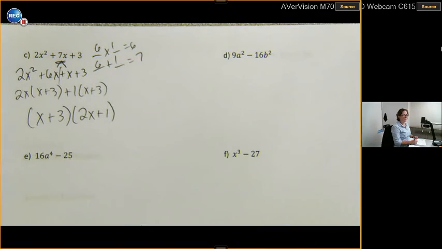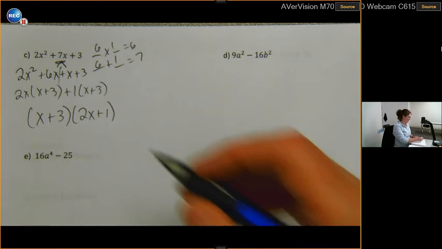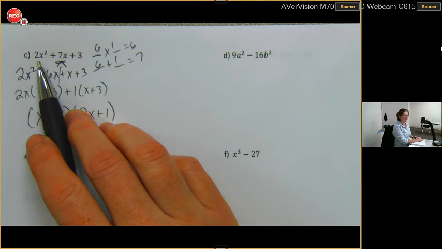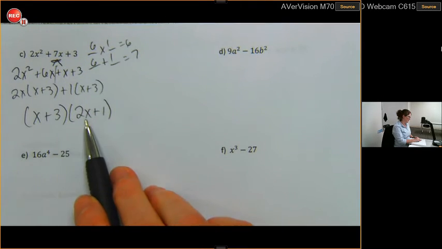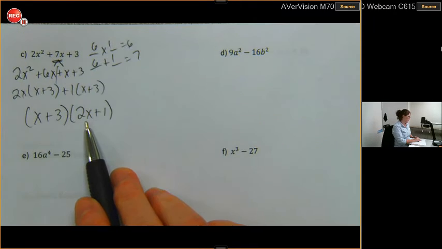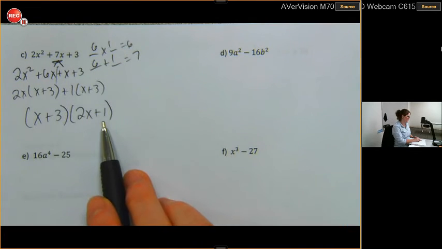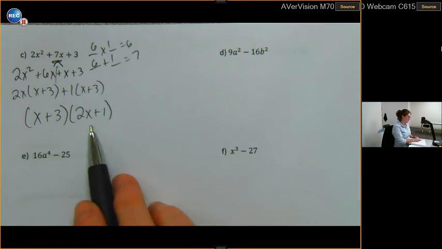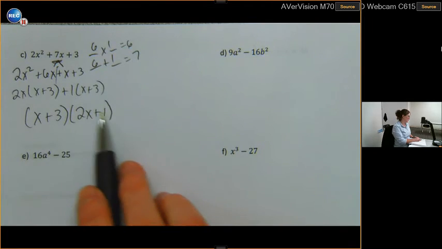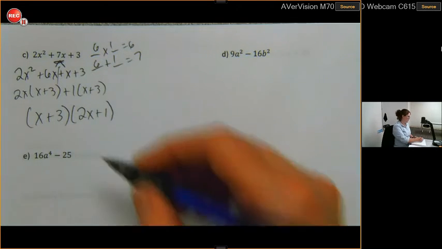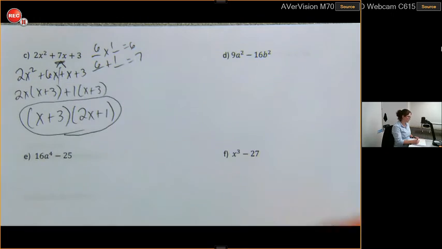If I were doing trial and error, I would start out with two blank parentheses, and I would think, okay, what multiplies to 2x squared? And my answer would be x times 2x. And I'd say, okay, what multiplies to 3? And my answer would be 3 times 1. And I'd try foiling this back out, and I'd find it works. If I, let's say, flip-flopped the 3 and the 1, it would not work. So that's why it's trial and error. You try the different combinations until you get one that works.